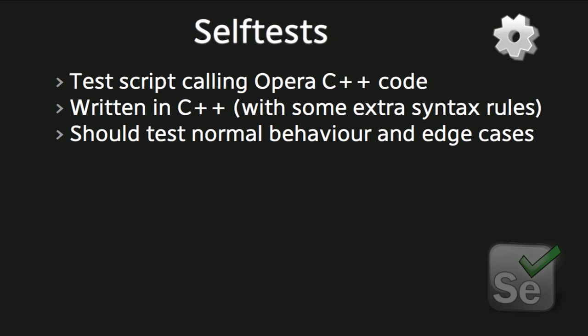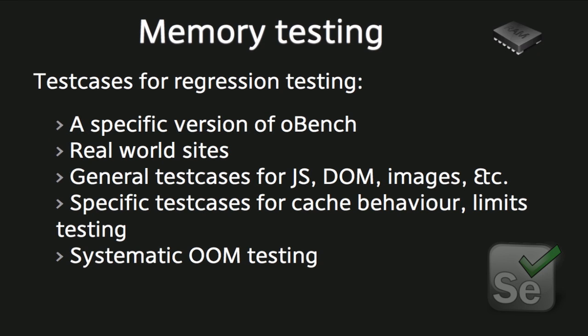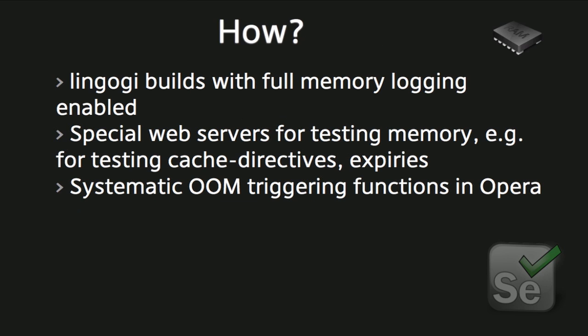Self-tests are written in C++, and they are basically calling native C++ code inside of Opera. I'm going to go quickly through this. We also do memory testing on basically everything from JS to DOM and images to systematic auto memory issues. And the way we do that is by enabling full memory logging inside of builds.